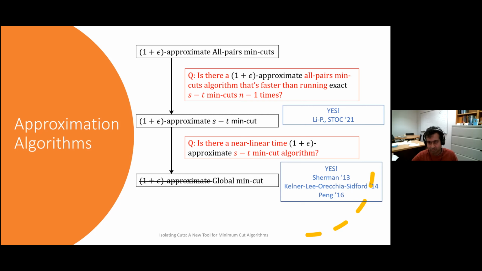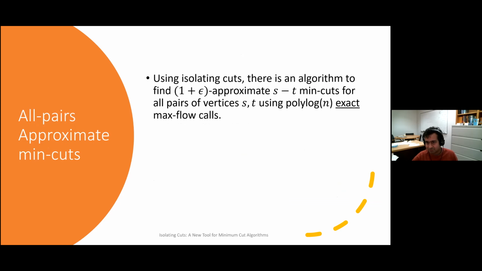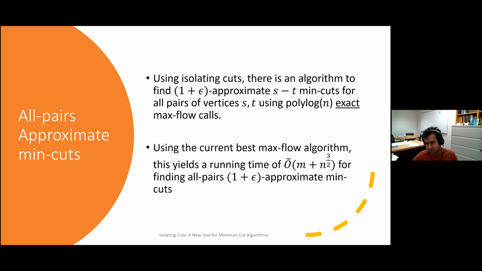So in particular, we want to solve approximate all pairs min cuts faster than n-1 max flows. Using isolating cuts, we give an algorithm to find 1 plus epsilon approximate ST min cuts for all pairs of vertices using just polylog n exact max flow calls. Using the best max flow algorithms, that yields the same running time as max flow, which is like m plus n to the 3 halves up to polylog terms.